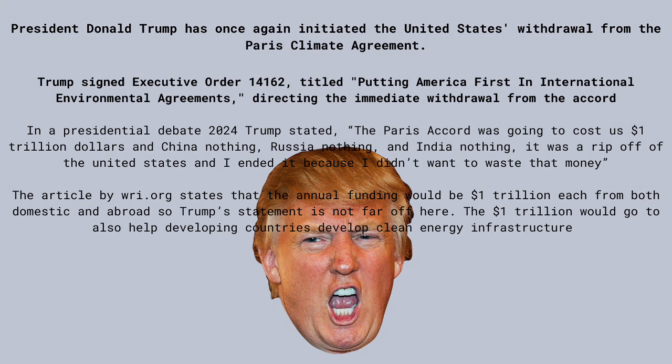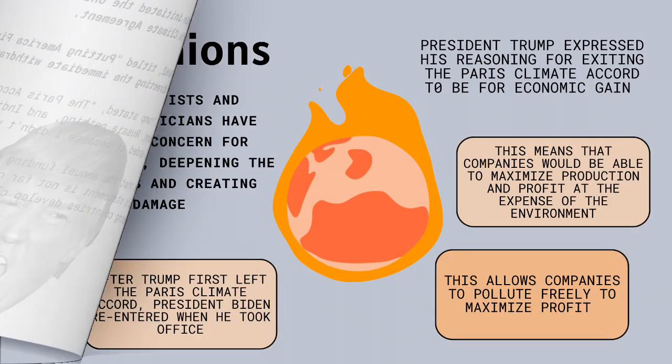The article by RAI.org states that the annual funding would be $1 trillion each from both domestic and abroad, so Trump's statement is not far off here. The $1 trillion would also go to help developing countries develop clean energy infrastructure.